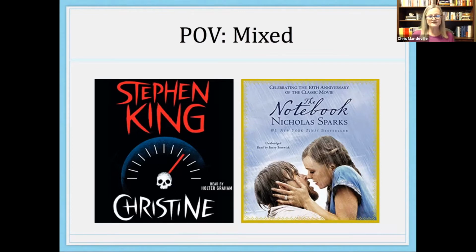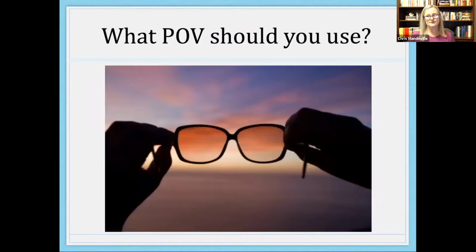So which point of view should you use? I think I've mentioned that the most common these days are first person and close third. If you choose one of those, you're in good shape. So just do what feels natural to you. They have very, very similar advantages, so there's really no real reason to pick one over the other. Just do what feels natural and comfortable to you.